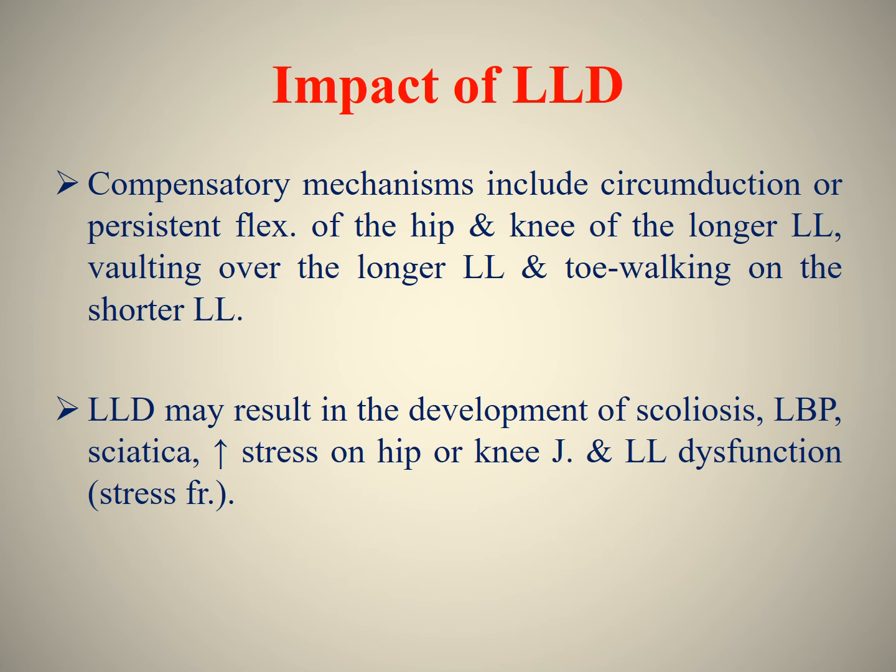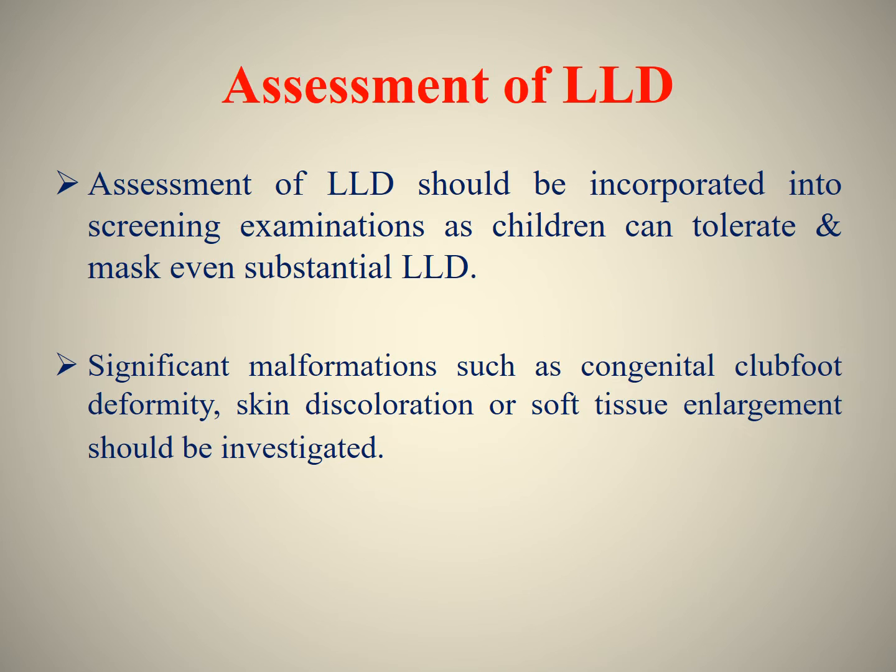Compensatory mechanisms include circumduction of the long limb, or persistent flexion of the hip and knees of the long limb, or vaulting over the longer lower limb, or walking on the shorter lower limb's toes. Lower limb length discrepancy may result in development of scoliosis, secondary scoliosis, or compensatory scoliosis, low back pain, sciatica, increased stress on the other joints of the lower limb from the hip, knee, and the ankle, and may be dysfunction of the lower limb and may end with stress fractures.